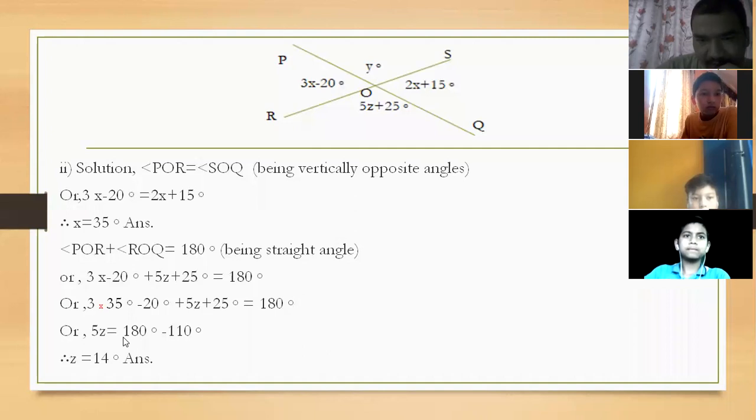Are you clear, children? Rajib, how does this come to 14, do you know? 180 minus 110 is 70, and 70 will be divided by 5. Then you will get 14 degrees.